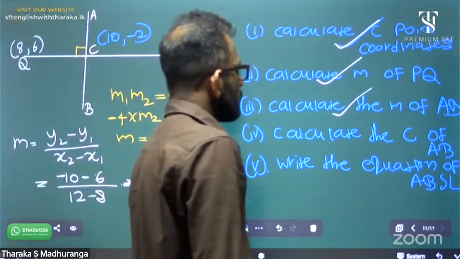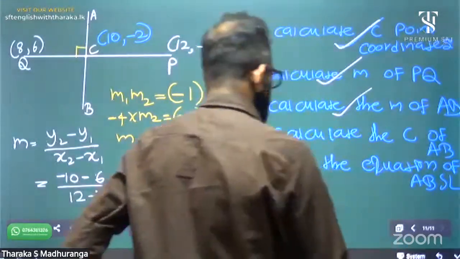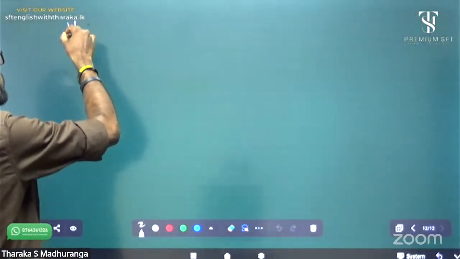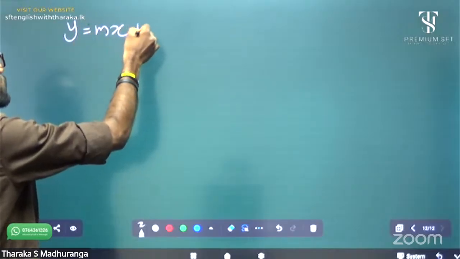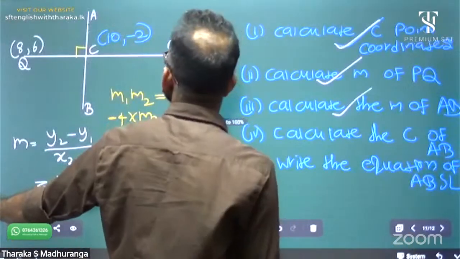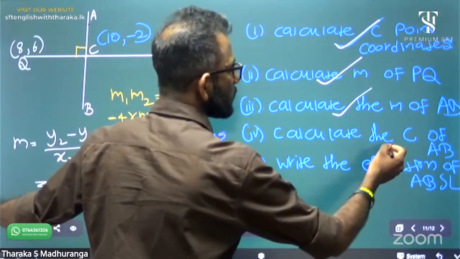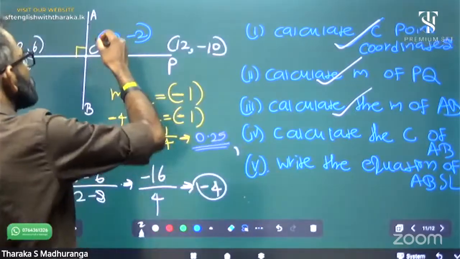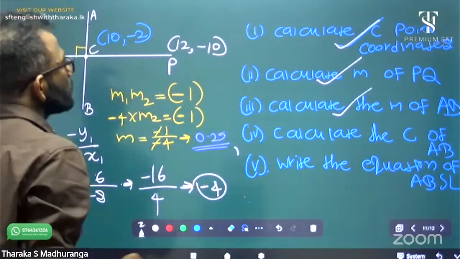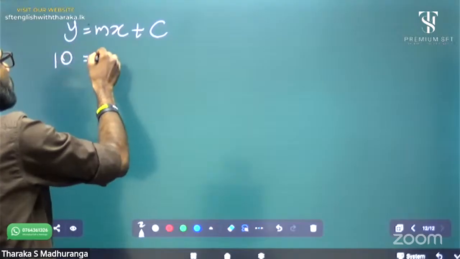Okay, finally, calculate the intercept of AB. Now you can use y equals mx plus c as usual. I have to select one point. AB straight line has only one point because this is the cutting point only. That's 10, minus 2.